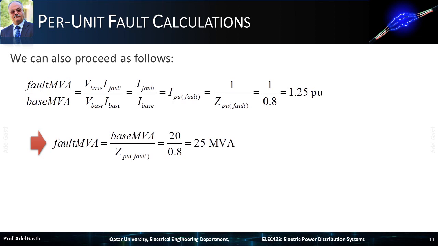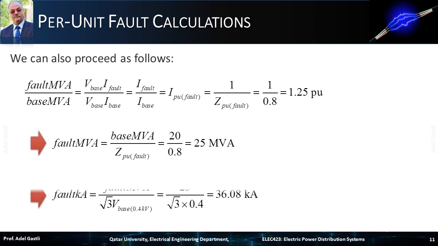that equals 25 MVA. Then, from the fault MVA, we can deduce the fault current, by dividing the fault MVA by square root 3 times the baseline voltage at the secondary of the transformer. This yields a fault current value of 36.08 kiloamps. That is exactly the same value as the previously calculated one.